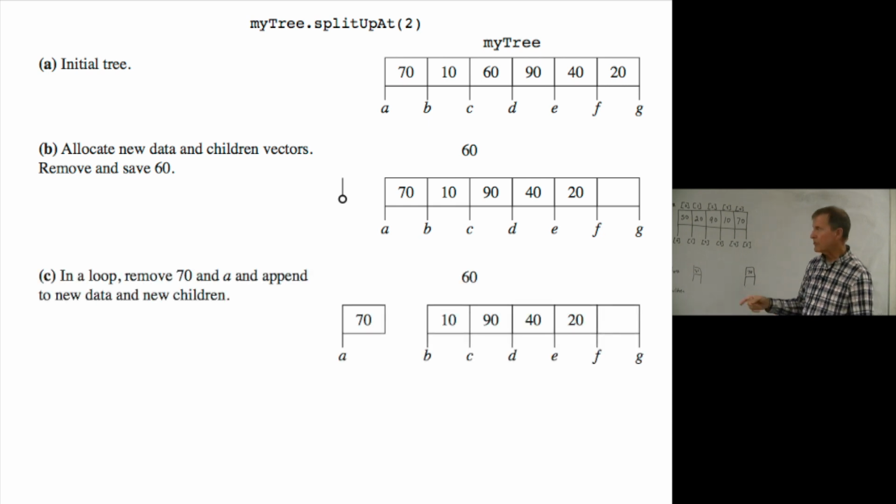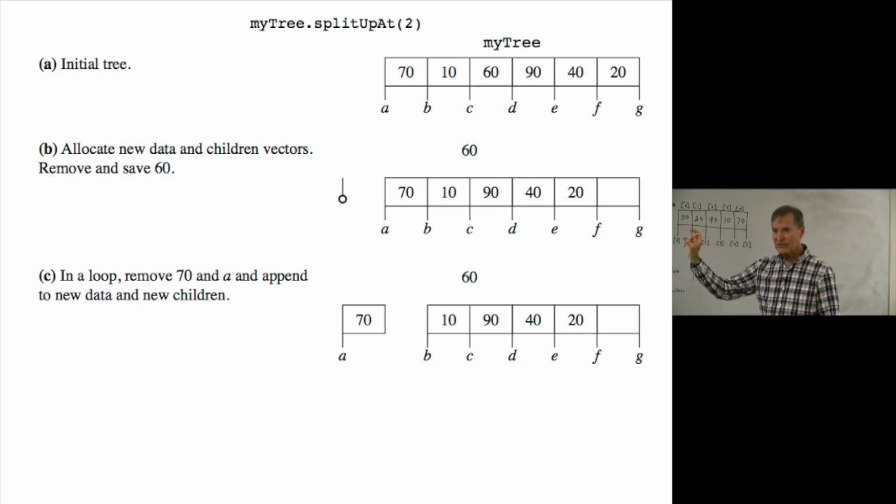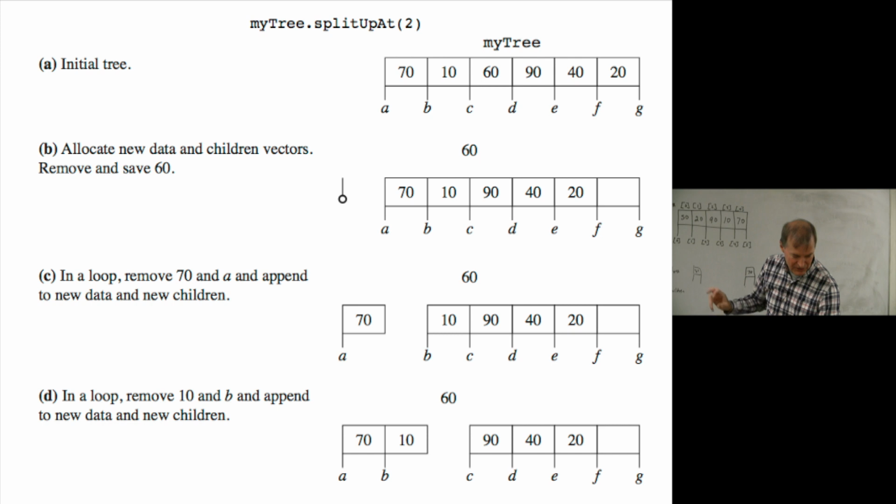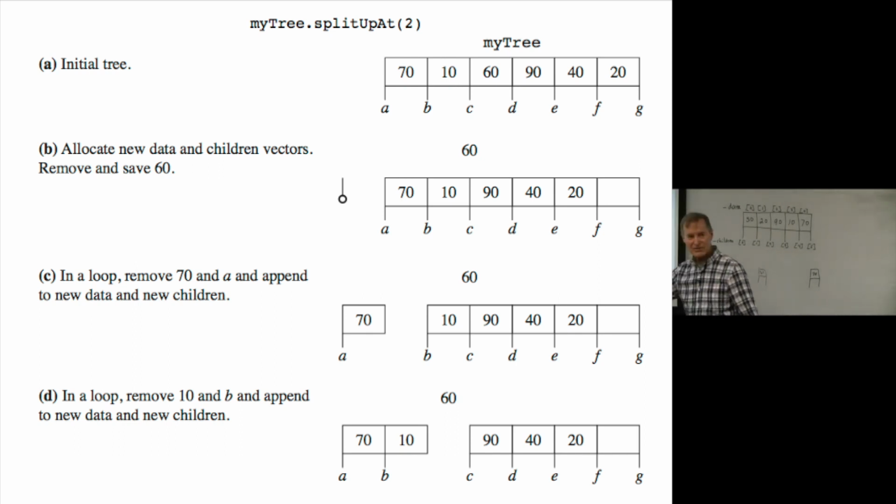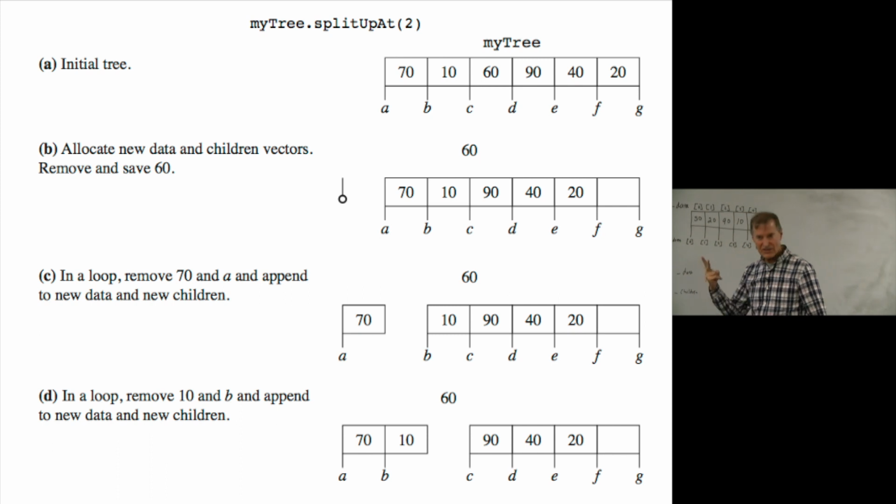And now what we have to do is in a loop. Here again we do it in pairs. We remove 70 in A and do what? Append it to that new empty one. Are you with me? And then in a loop, the next one would be the 10 and the B. You take the 10 and the B and put those in. Two statements, one for the data, one for the vector, all right?